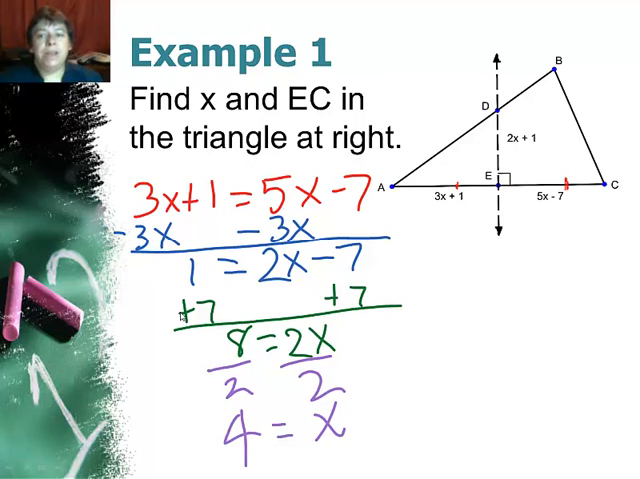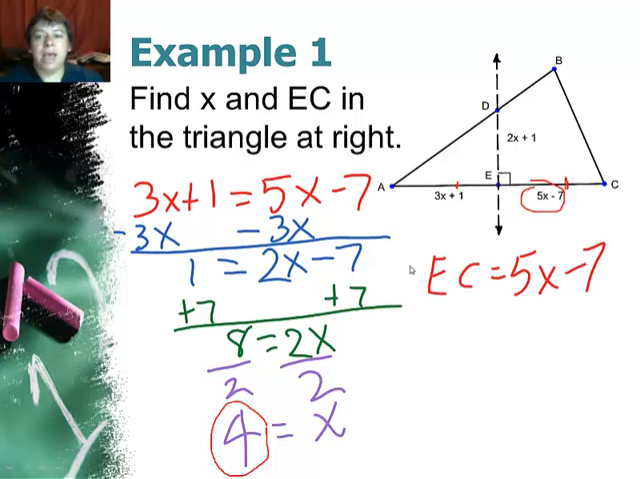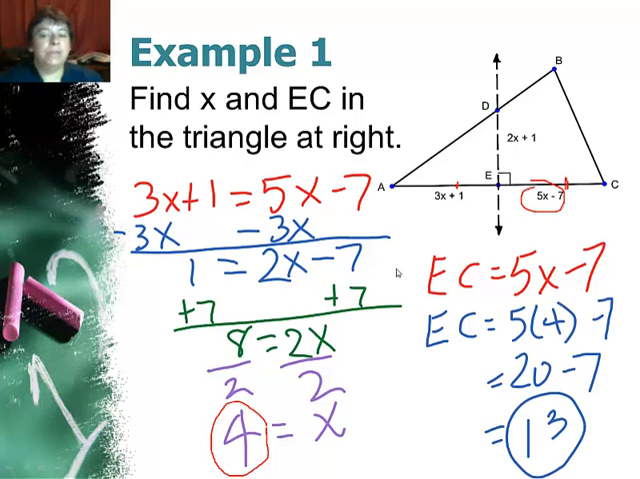Now I want to find out how long is EC. I will go ahead and substitute this value of 4 into X up here. So that means that EC equals 5X minus 7. Substituting in the 4, 5 times 4 minus 7, 20 minus 7 is 13.